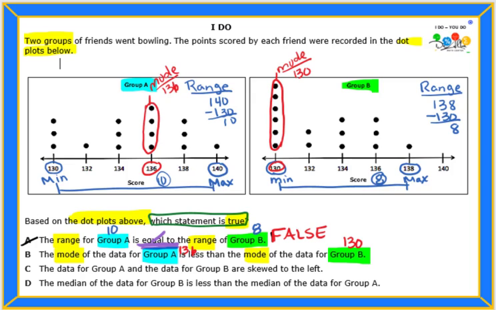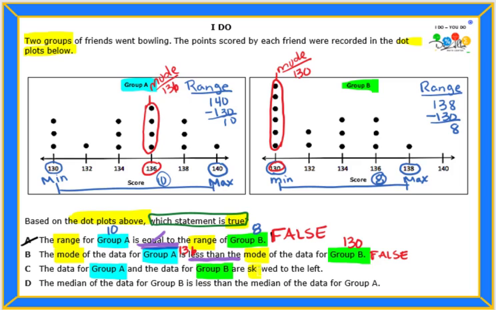So now let's look at the comparison. The mode for group A is less than. So is 136 less than 130? No, it is not. So we have a false statement. Okay, so now we're going to look at the shape. So we want to look at the shape for group A, and then we want to look at the shape for group B.